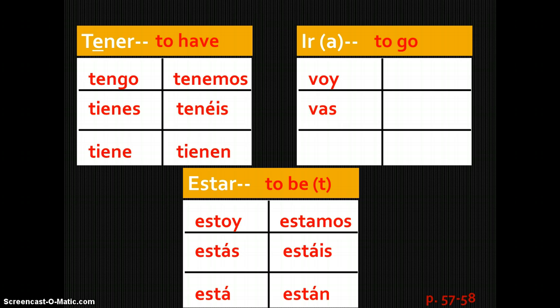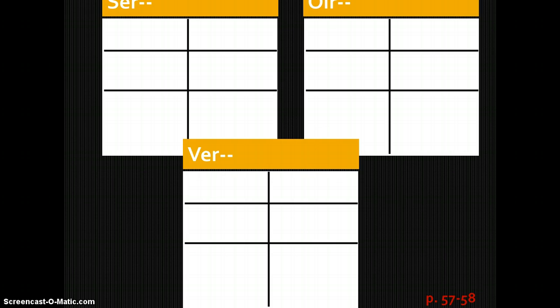Tú vas. Usted, él, ella, va. Nosotros vamos. Vosotros vais. And ustedes, ellos, and ellas van. Ser means to be, permanent. Soy, eres, es, somos, sois, and son.